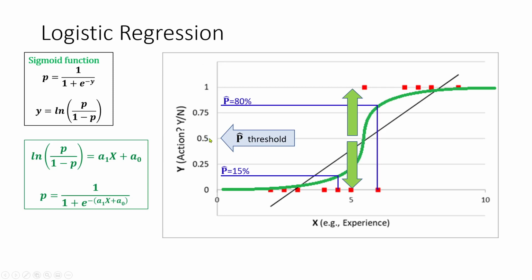Usually it's a 50% threshold, the 0.5 threshold, but we can use some other threshold and basically assign anything above that threshold to the 1 outcome class, anything below it to the 0 outcome class.